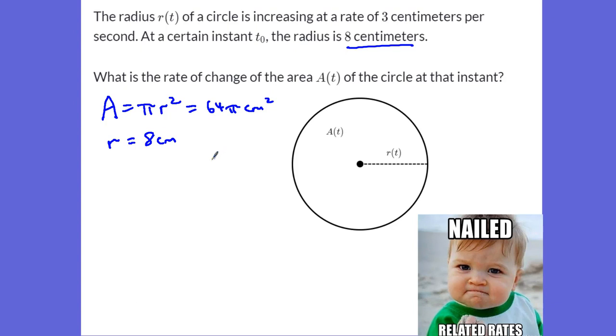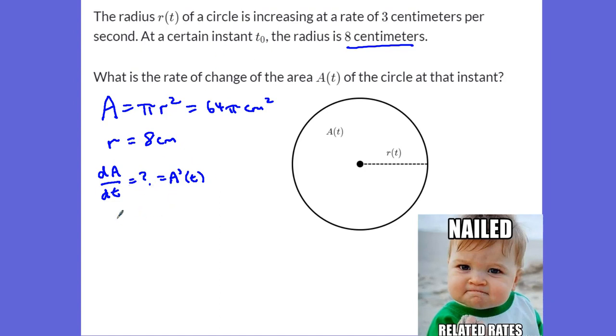Now again, units are really important. So area at exactly time naught is equal to 64 pi centimeters squared, because that's the units of area. The radius is equal to 8 centimeters because centimeters is the units of radius in this problem. But we want to find out the change of the area with respect to time. That's what we're trying to find here. We're trying to find the rate of the change of the area. That's the derivative with respect to time. You could also call that A prime of t, because that's the change of the area.